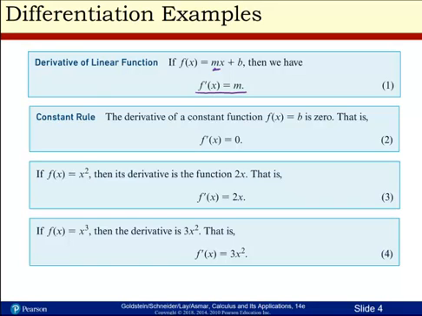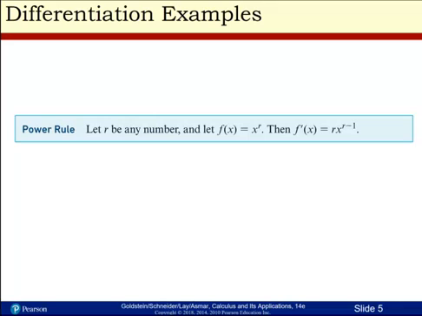Next, if f of x equals x squared, then its derivative is the function 2x. That is, f prime of x equals 2x, and we'll discuss why in just a moment. Another one, if f of x equals x cubed, then the derivative is 3x squared. That is, f prime of x equals 3x squared. Again, we'll look at that in just a moment. So we have this power rule. Let r be any number, and let f of x equal x to the r, and remember r is a number. The derivative f prime of x equals r x raised to the r minus 1.